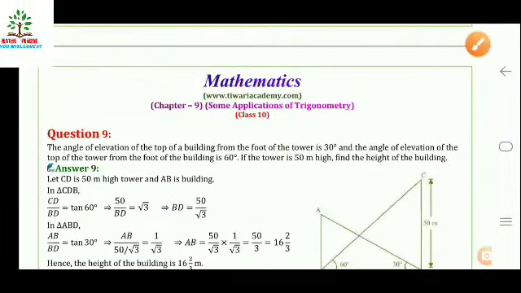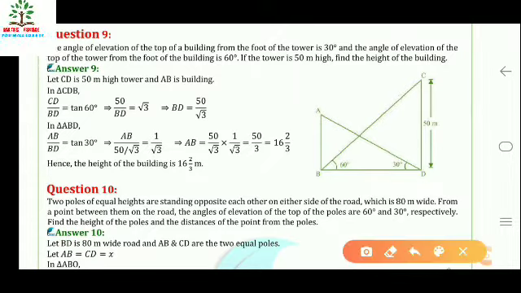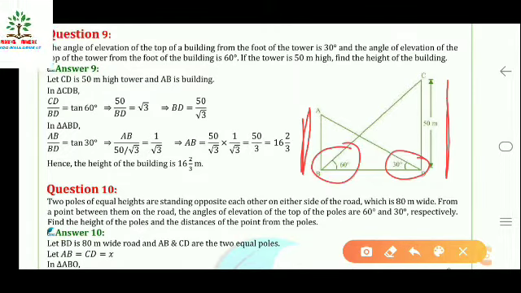Now moving towards the next question, question number 9. In question number 9, it is given that the angle of elevation of the building from the foot of the tower is 30 degrees. So we have one building and one tower, and the angle of elevation of the top of the tower from the foot of the building is 60 degrees. If the height of the tower is 50 meters, and this building is AB. So you can see the building is AB. The angles of elevation given here are 30 degrees and 60 degrees. So we can easily see what we have to find here.